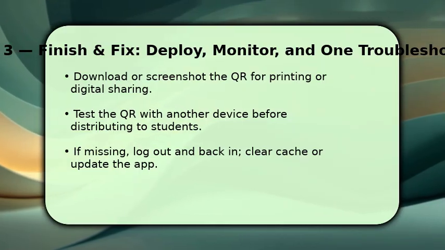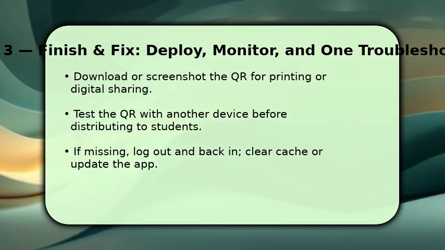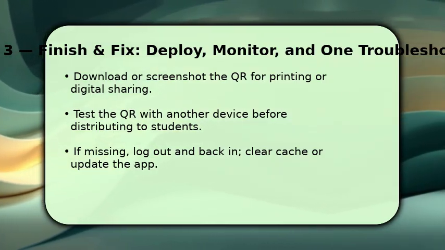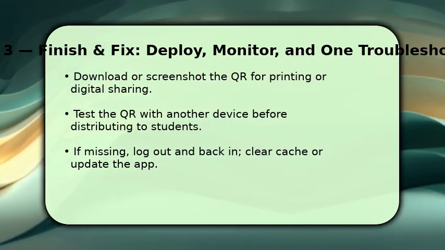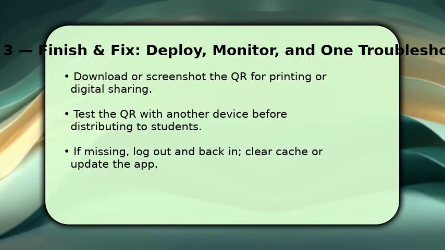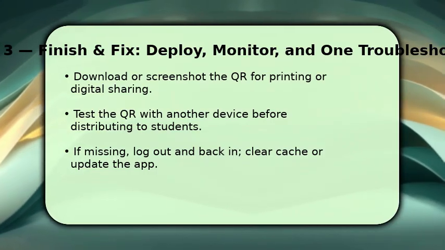If you can't find the QR, log out and sign back in, clear the browser cache, or update the app. These fixes often restore missing interface elements. If problems persist, contact your admin because some schools restrict QR use.